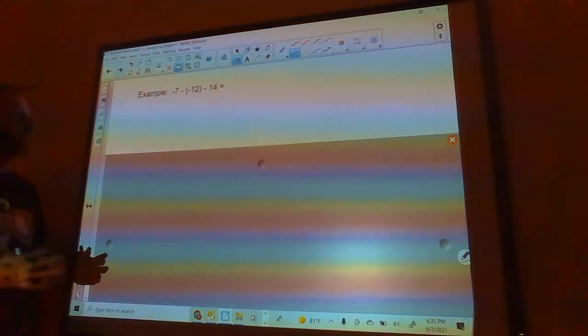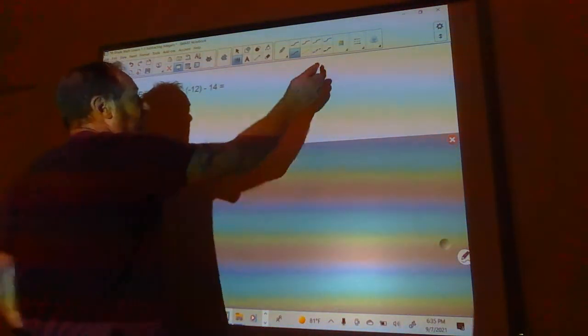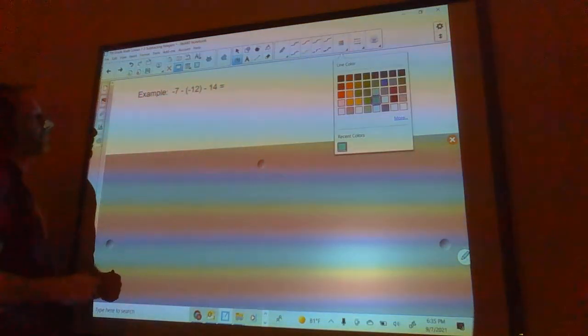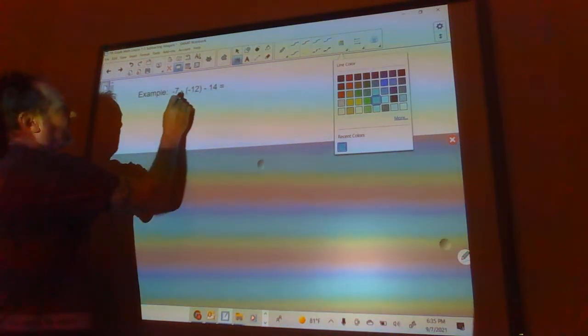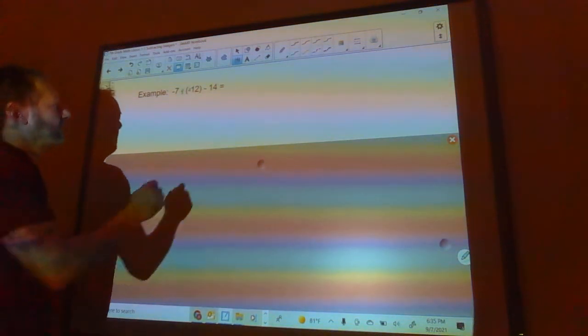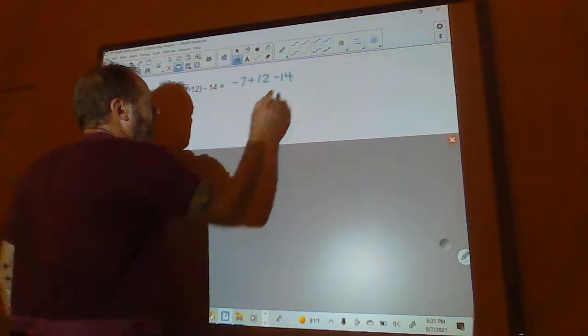So here I've got three different numbers together. I've got lots of negative signs here, which can be confusing for people. So just make sure that you're accounting for them. I would get rid of as many as I could. Here I have two negatives right next to each other. I can cancel those out. So this is negative 7 plus 12 minus 14.